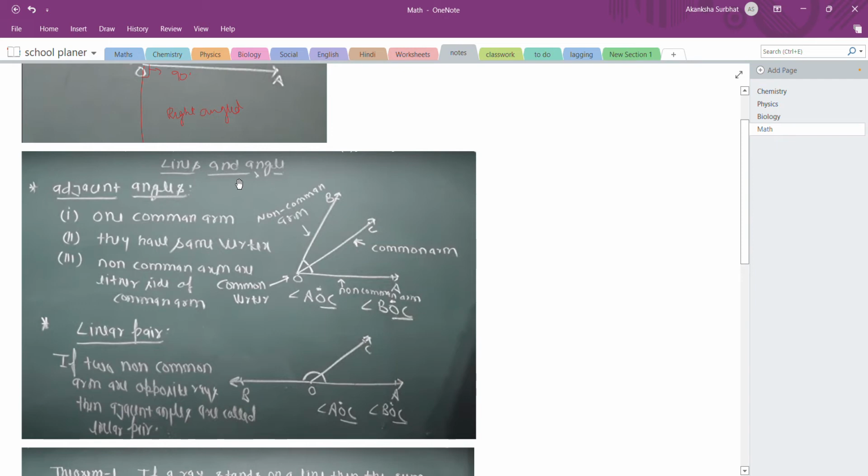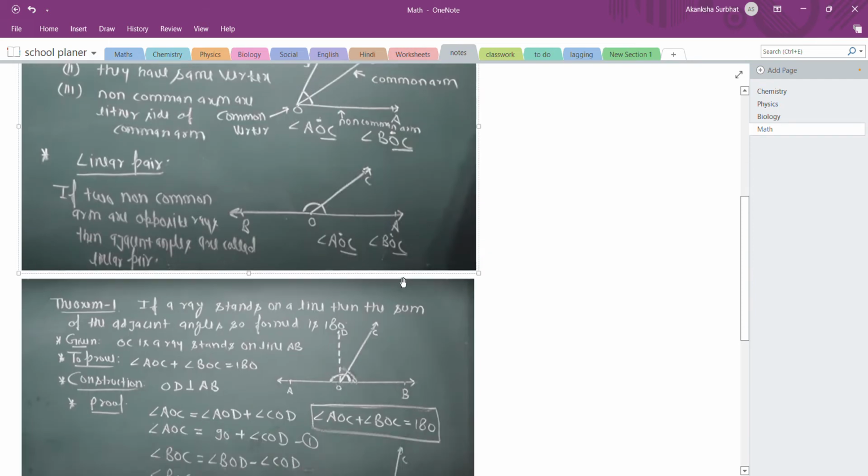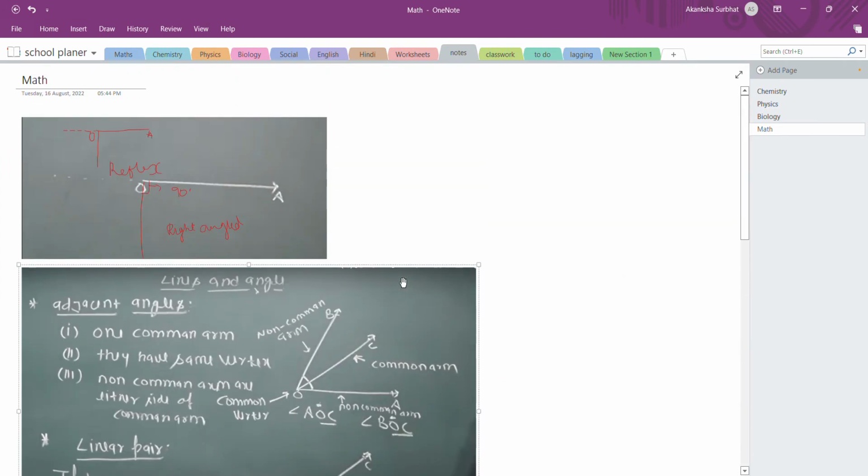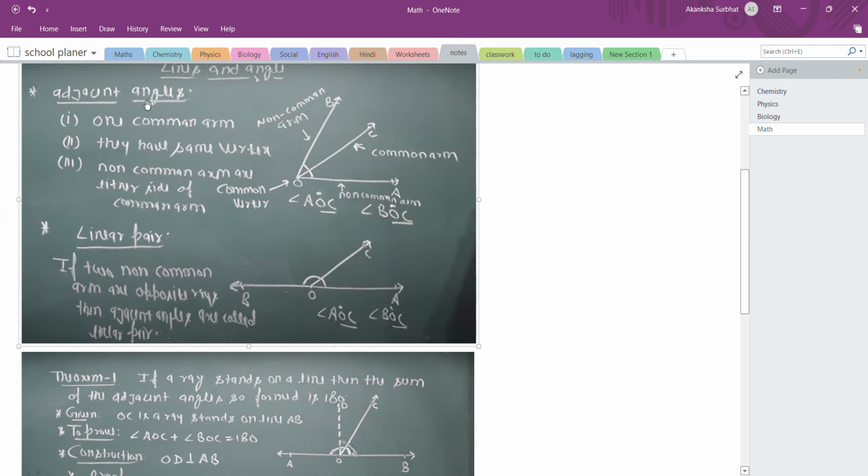Okay, so first, to understand the theorems right here, theorem 1 and theorem 2, everything, what we're going to do is first understand what adjacent angles and a linear pair are. So adjacent angles: how do we identify if the given angle is adjacent or not? We're going to look at three properties which they possess.